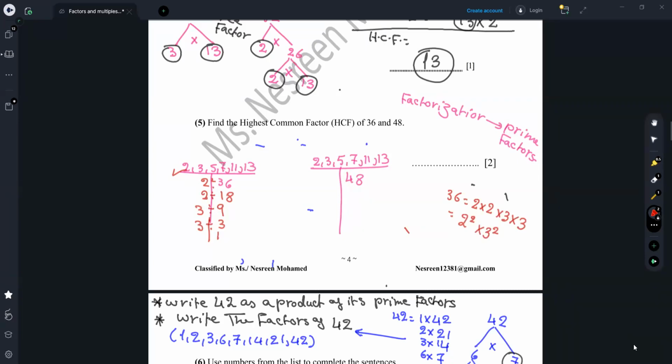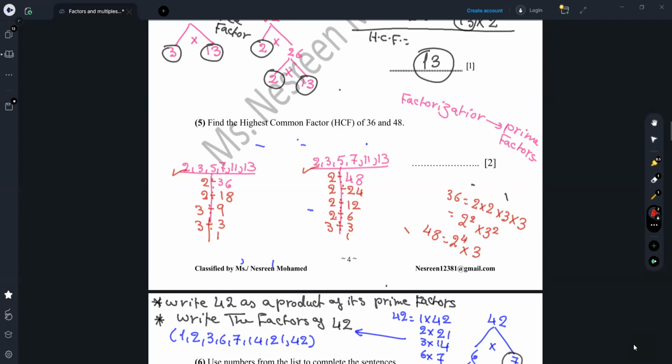Go to the 48. 48 divided by 2, we start with 2 because this is an even number. It will be 24. 24 divided by 2, because this is even. When the number is still even, you still divide by 2. It will be 12. 12 divided by 2 is 6. 6 divided by 2 is 3. 3 divided by 3 is 1. So 48 equals 2 multiply 2 multiply 2 multiply 2 multiply 3, which is 2 power 4 multiply 3.